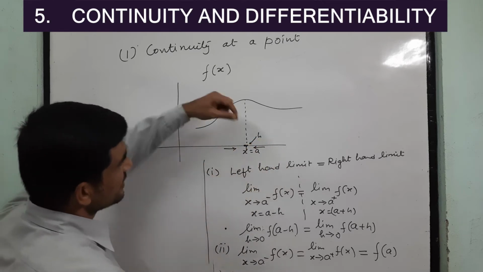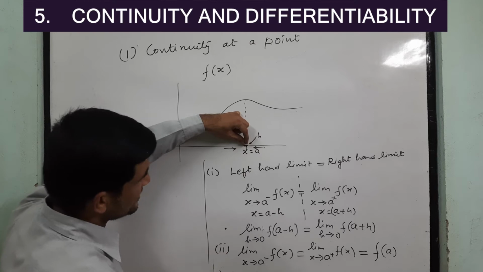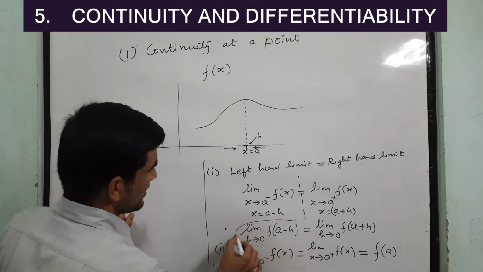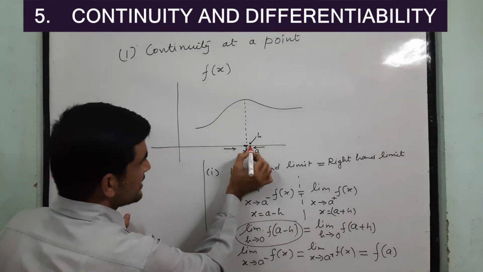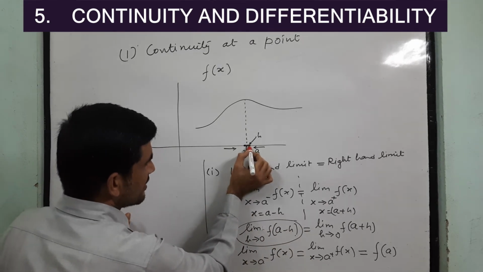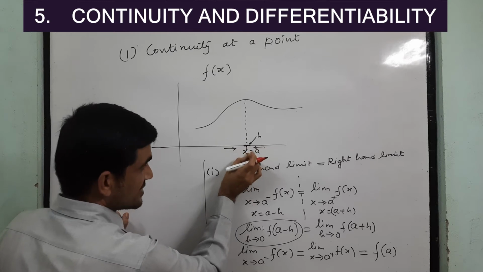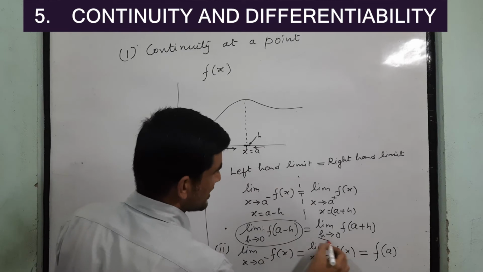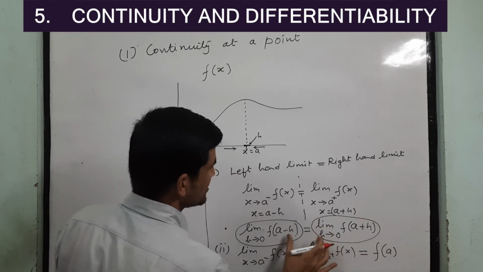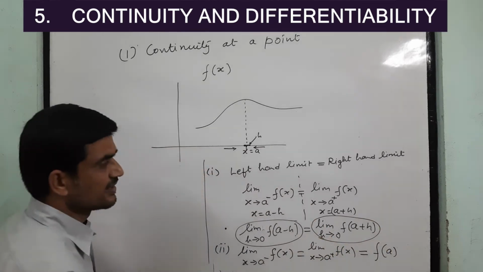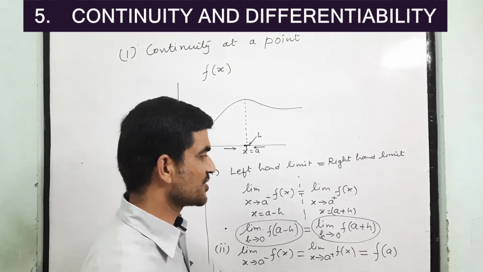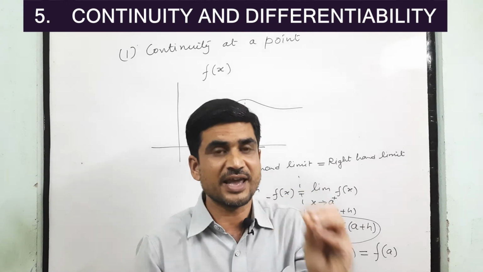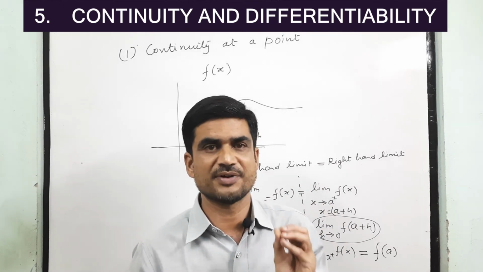So we can write, we are taking a point h behind A, and this is the left hand limit, and we are taking the point h distance far from x equal to A, that we will say is the right hand limit. So these two should be equal, and the third condition will also be applicable together. These two should be equal to the value of the function at A.